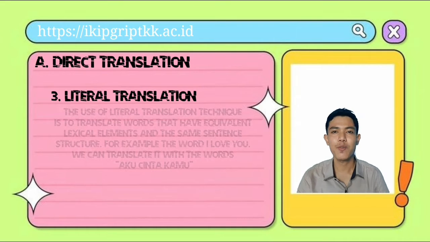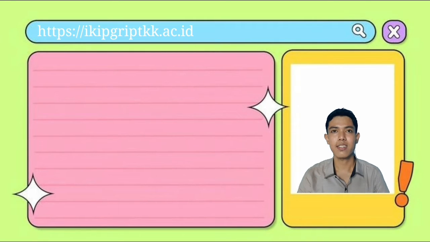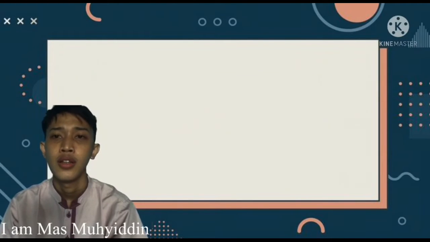Alright, the literal translation technique is used to translate words that have equivalent lexical elements and the same sentence structure. For example, the sentence I love you, we can translate it into aku cinta kamu. Alright, that's the explanation from me, and the next material will be explained by my friends. See you.